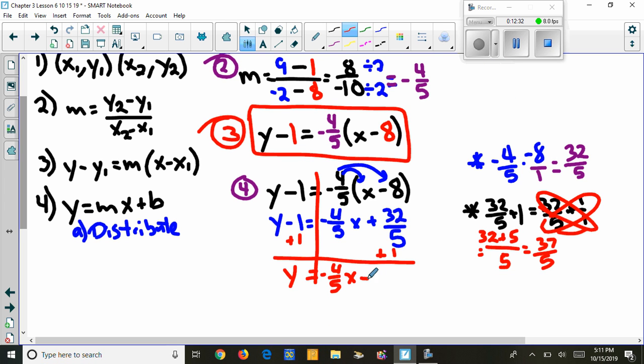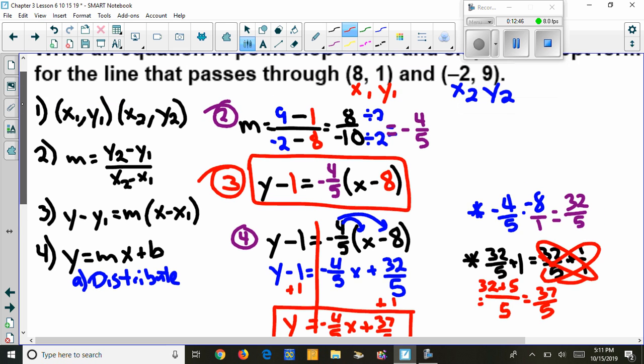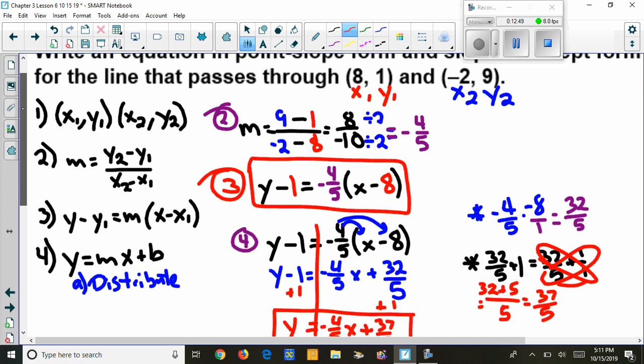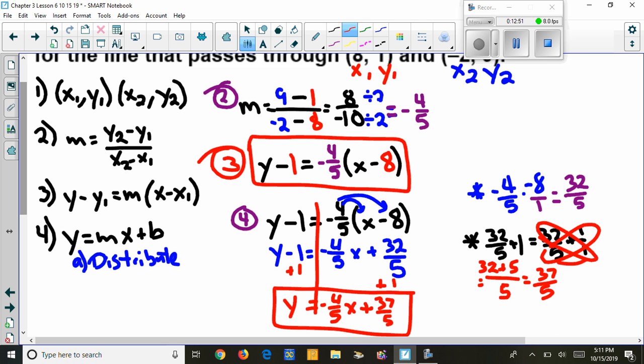Now, you won't have a lot of problems that have this ugly of numbers. Call it ugly because we have all these fractions. But the process is still the same. And boxed in, I have two equations that I'm going to use.